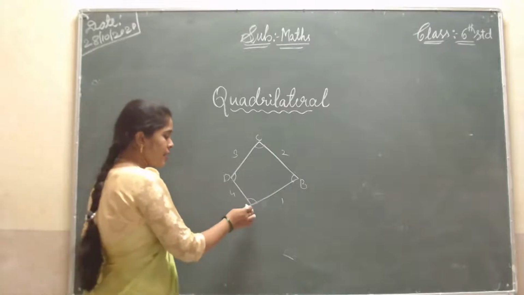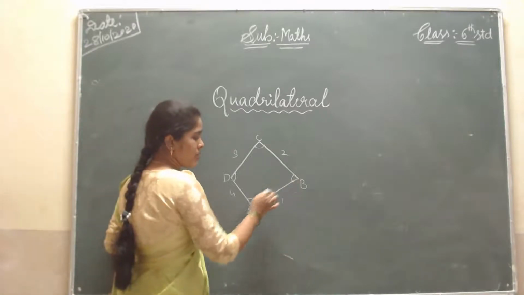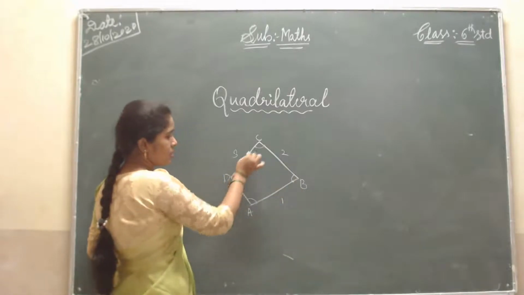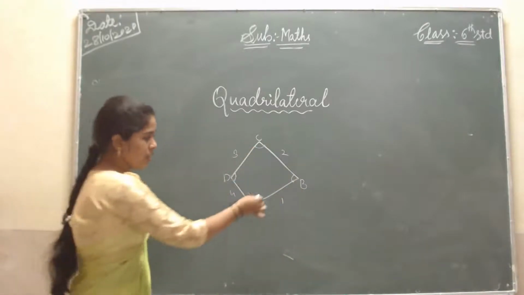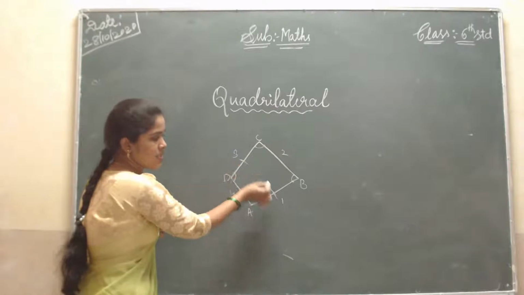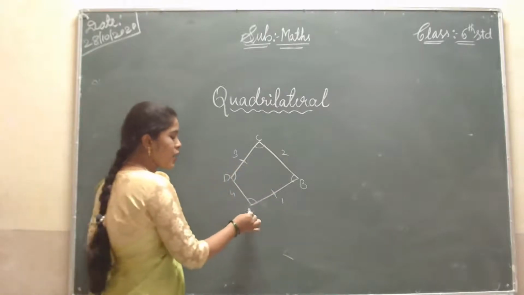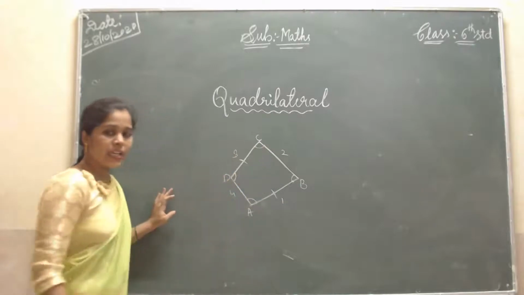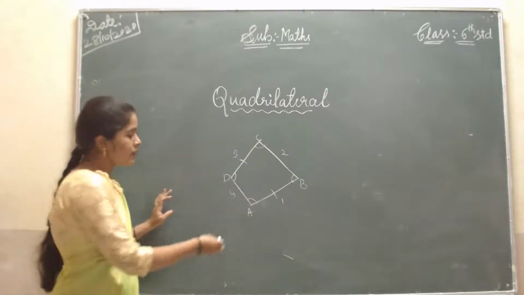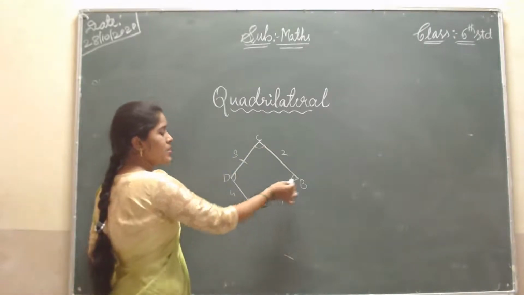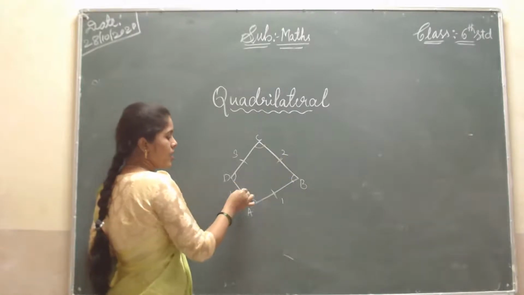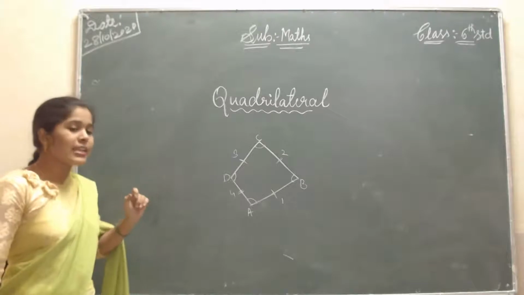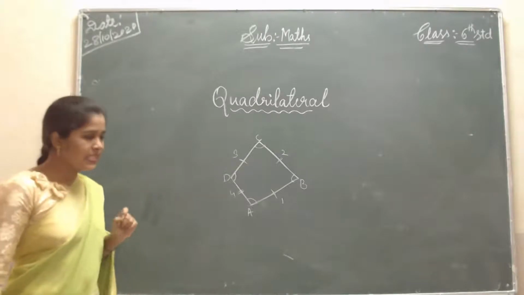In this, see here, sides. AB is one side. The opposite side of AB is CD. See here, these are the opposite sides. Understood? The opposite side of AD is BC. These are opposite sides. Understood? In this there are adjacent angles and adjacent sides also.